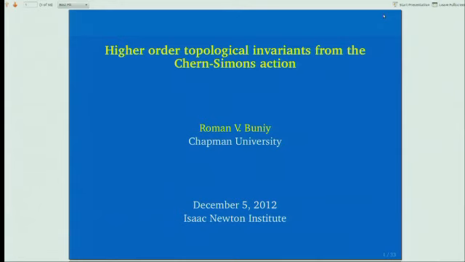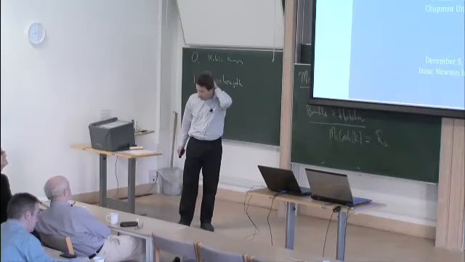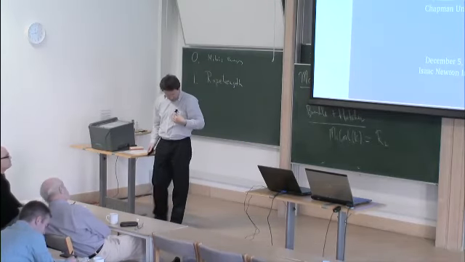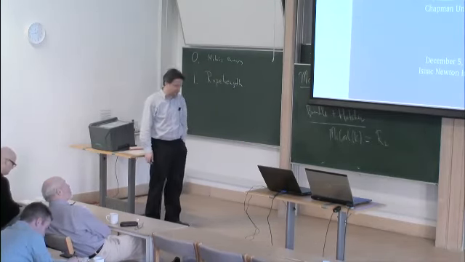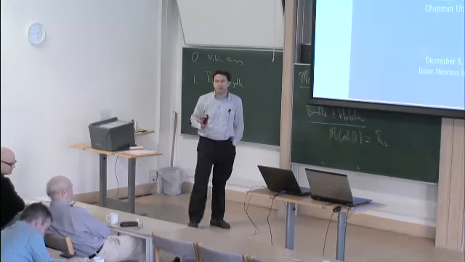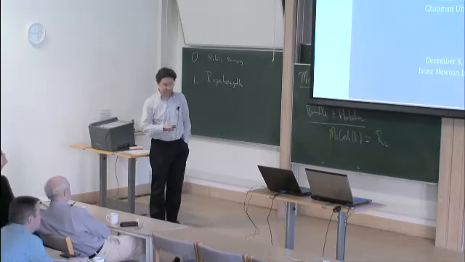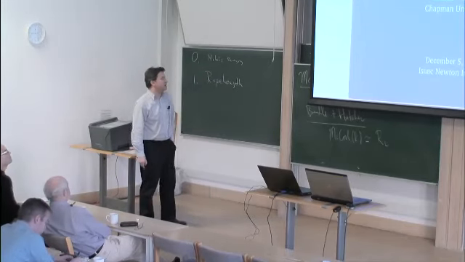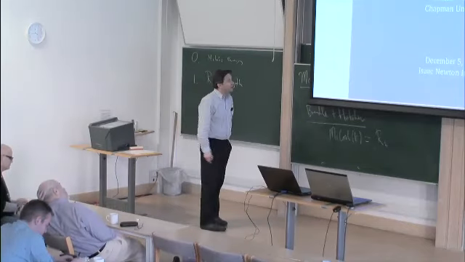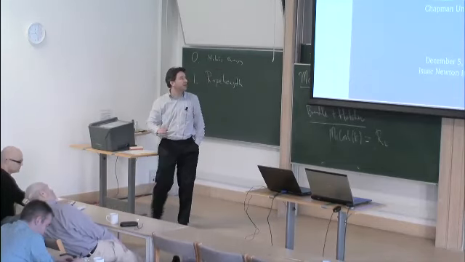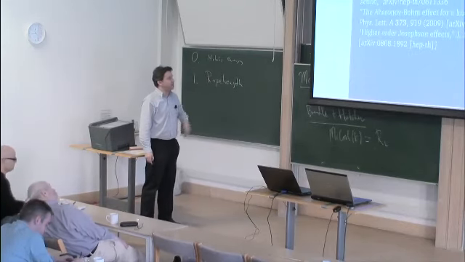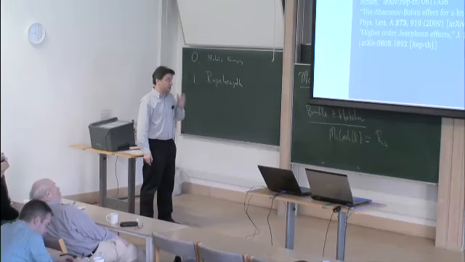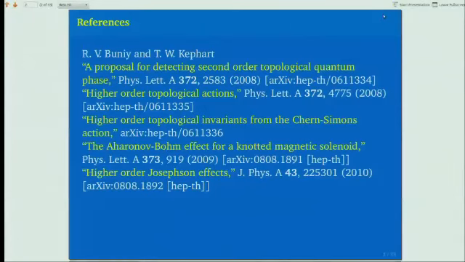I'm going to talk about applications of higher order linking numbers to Chern-Simons theory. And I just want to make sure that you understand I'm a simple-minded physicist, so don't expect anything deep here. But this work is in collaboration with Tom Kephart, and it ranges from generalizing the Aharonov-Bohm effect to studying the effect of boundary terms in classical field theories.